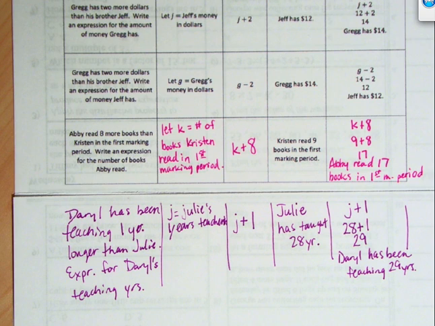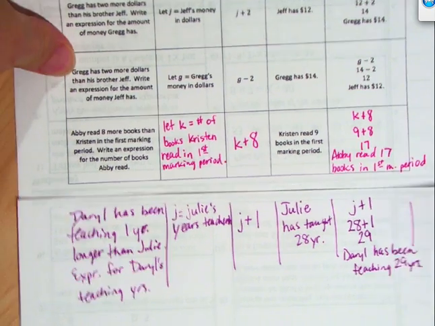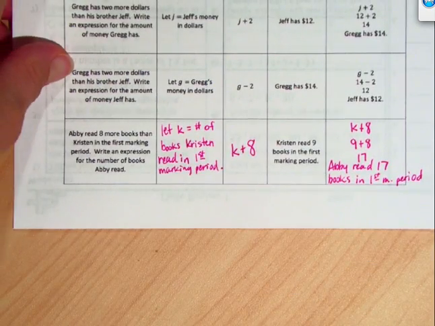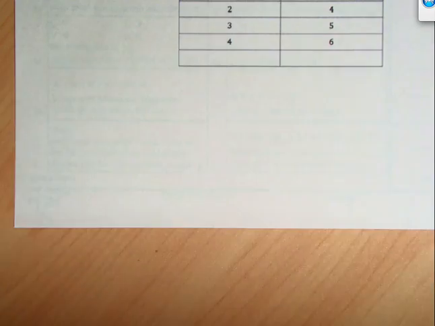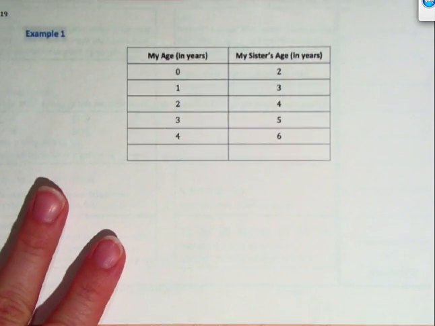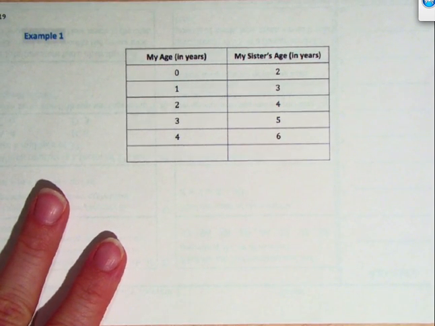Okay, you'll have some problems like this where you'll fill in the table. The table will look very similar to this. Okay, let's try another example. I want you to take a look at this table. This table represents my age and my sister's age. And I don't have a sister, but let's pretend that I do.